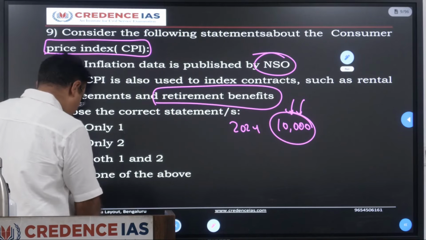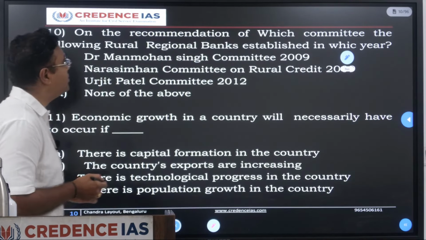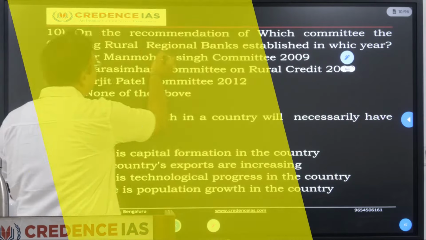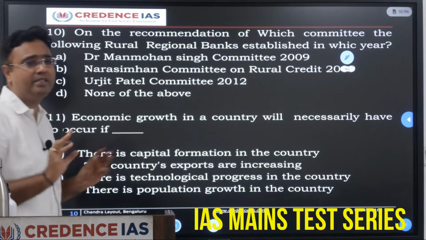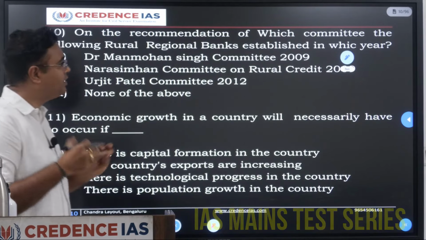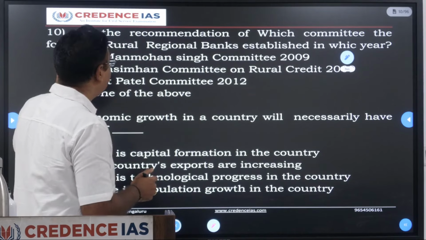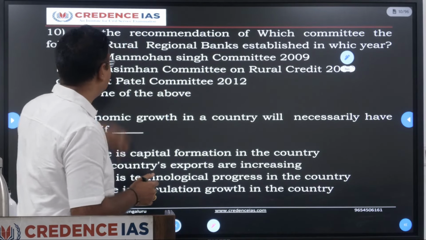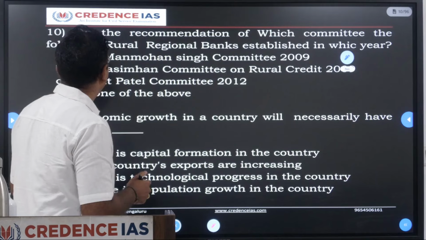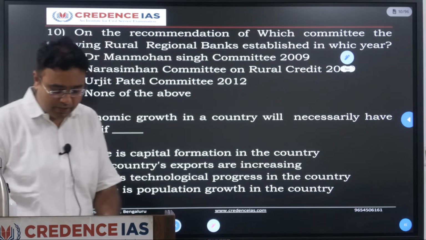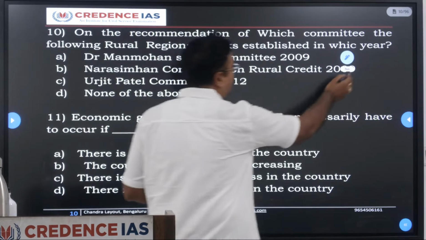Then moving on to the next aspect: on the recommendation of which committee were the regional rural banks established? There are various mistakes in the questions, so just reframe them and make sure that you change those. In which year was it established? The question has been asked, but the year is not 2009.